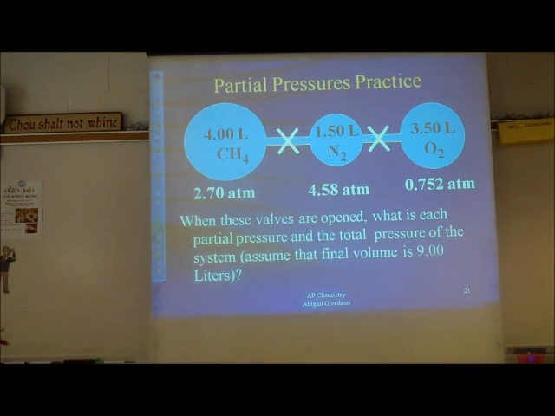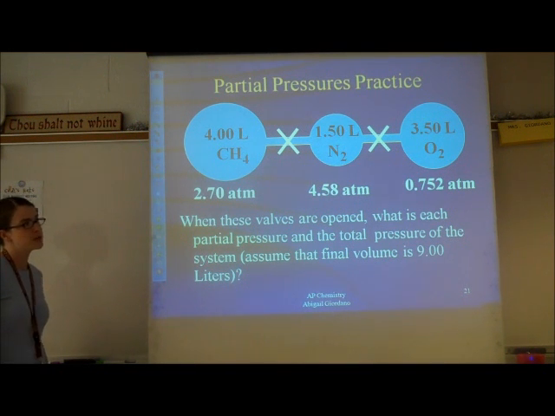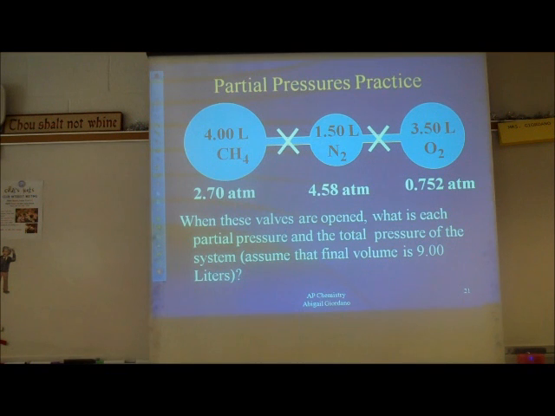You are asked to find, once the valves are opened, what is the partial pressure for each gas, and what is the total. I'm going to give you a hint. This is the last thing we're doing today. Your hint is that you have to use Boyle's law to solve this. Go and look up what Boyle's law is. See if you can figure it out.